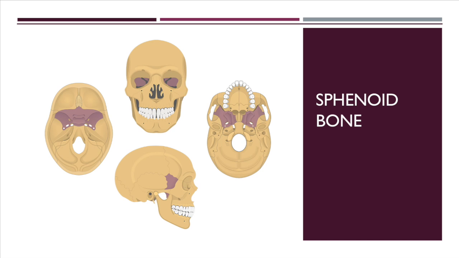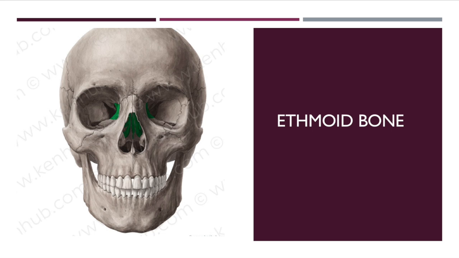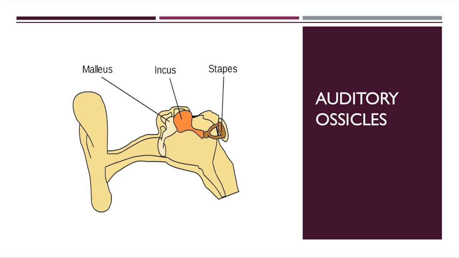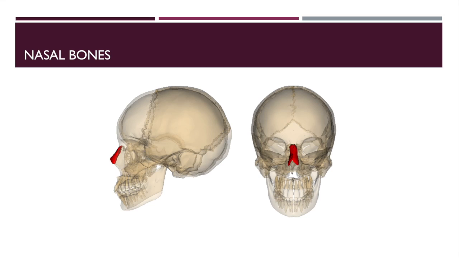The single sphenoid bone forms the anterior portion of the base of the cranium. The single ethmoid bone is the principal supporting structure of the nasal cavities and helps form part of the orbits. The 6 auditory ossicles are the 3 bones found in each ear: the malleus, stapes, and the incus.